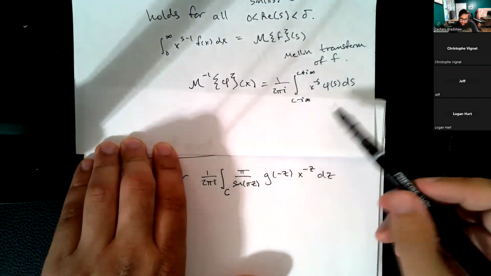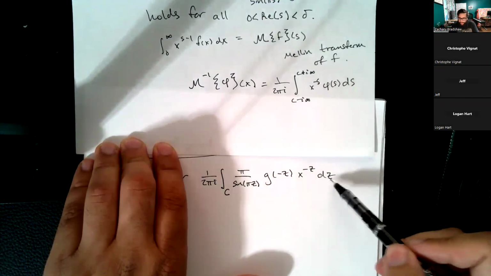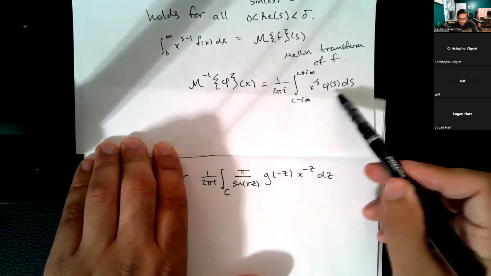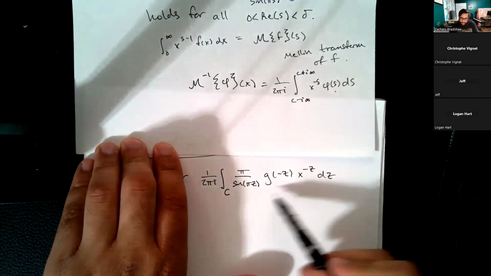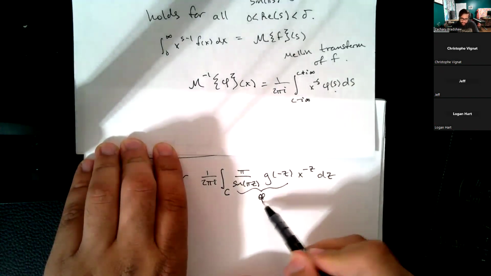And then we have our x to the minus s. I use z here. It doesn't really matter. It's a dummy variable. And then our phi, this guy, is the rest of this. So it's this part here. This is our phi of z.